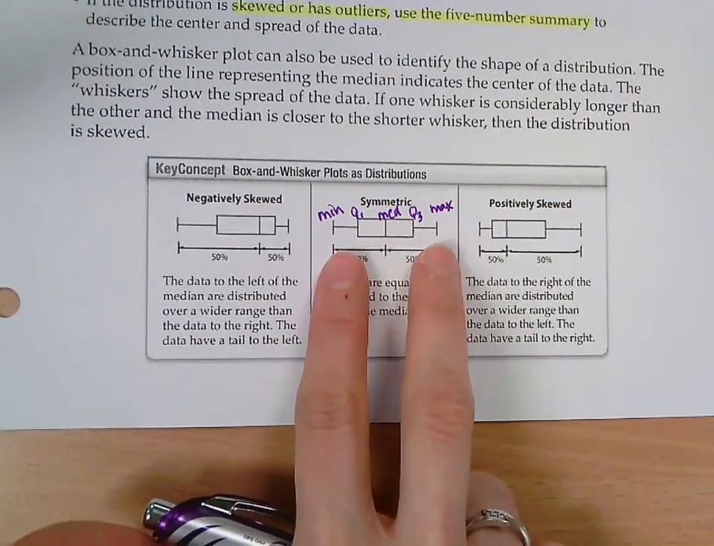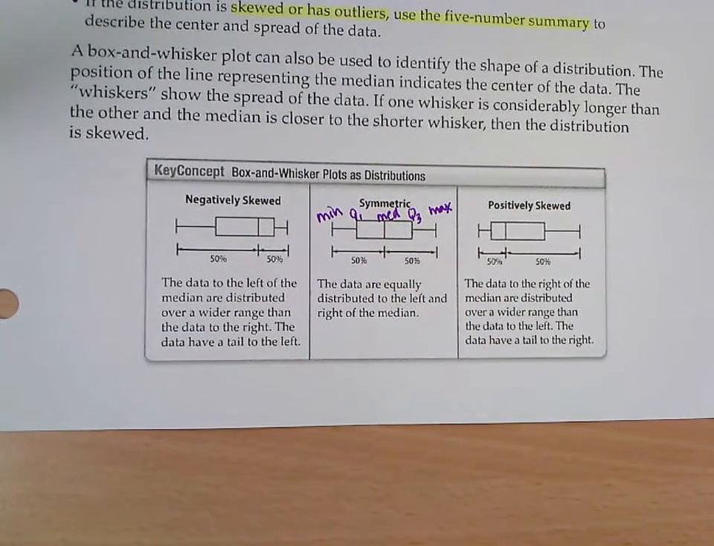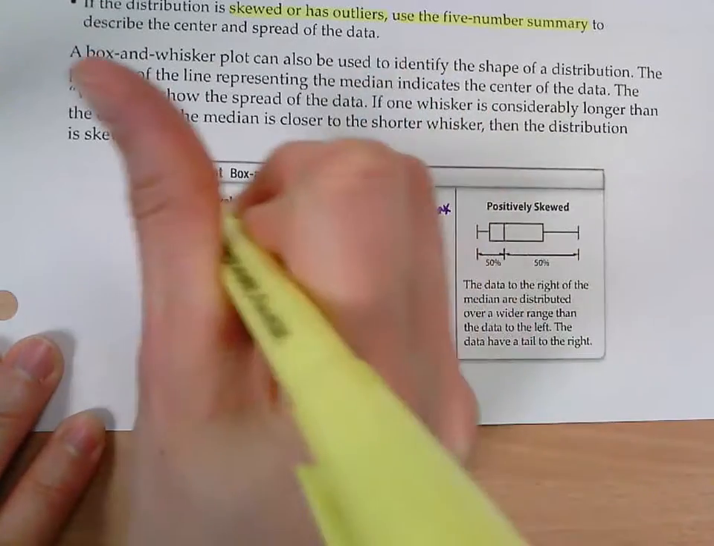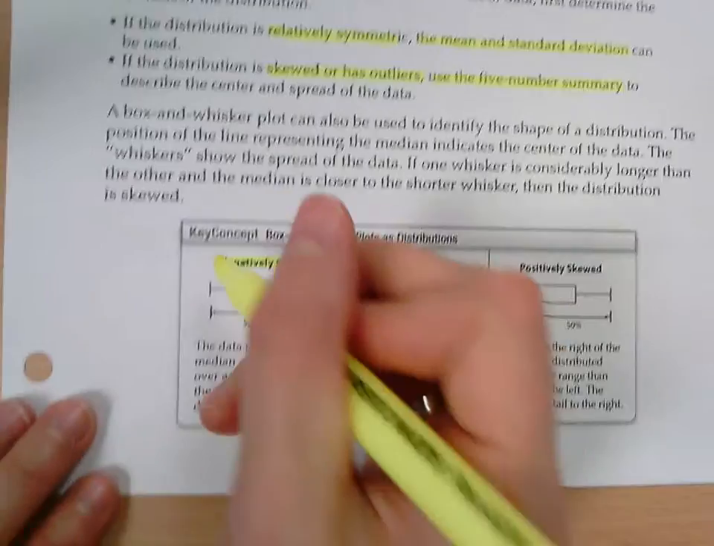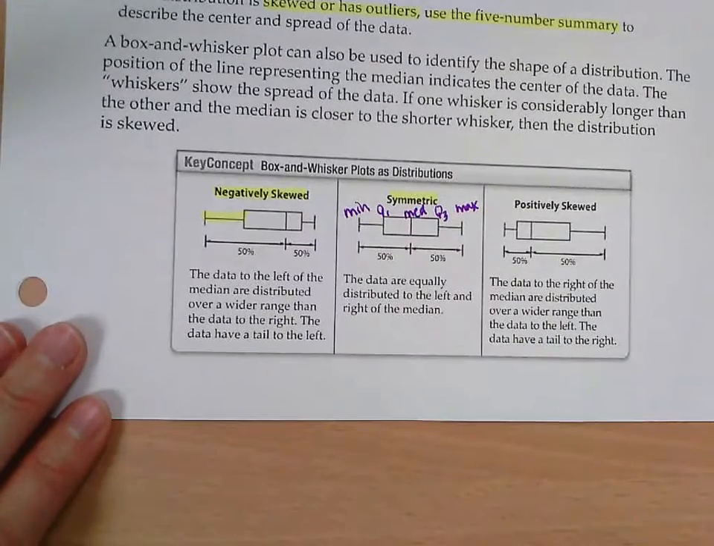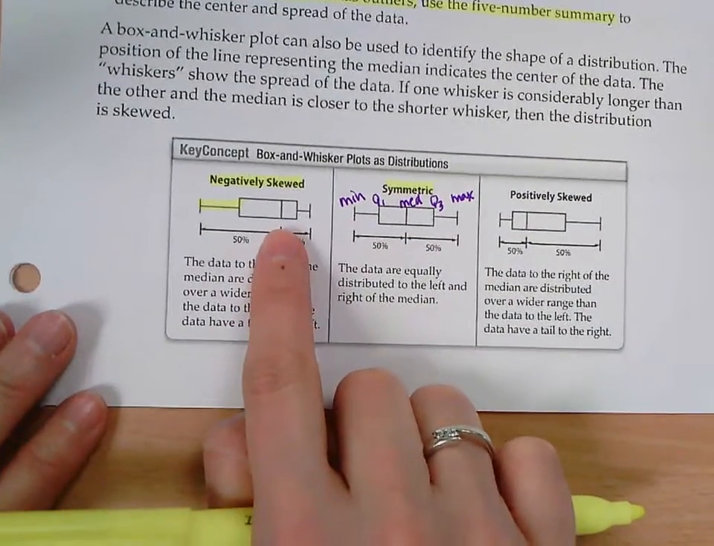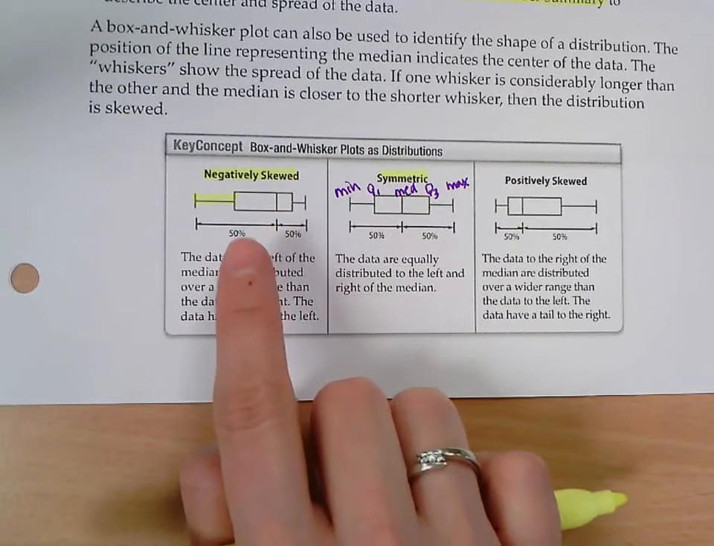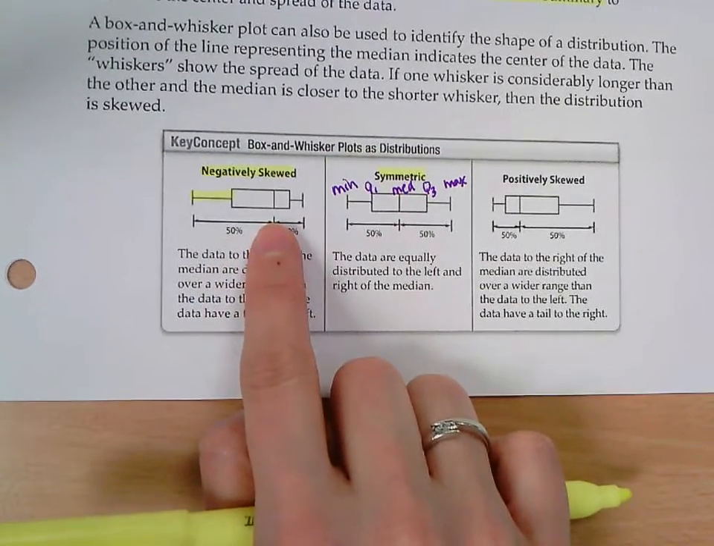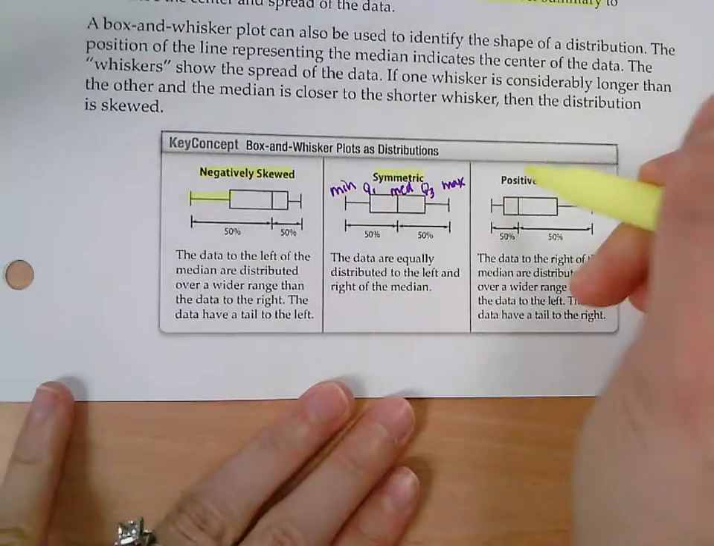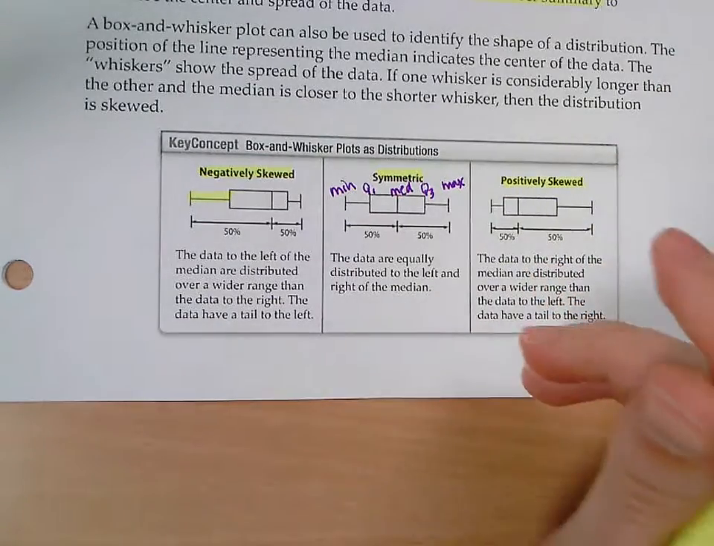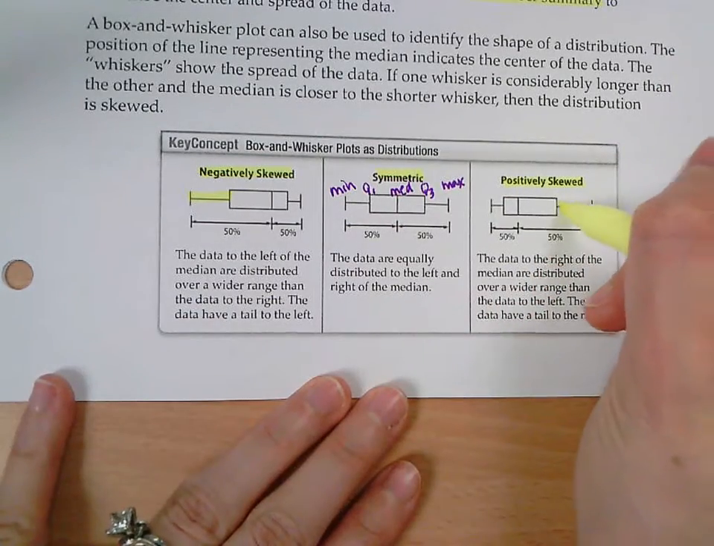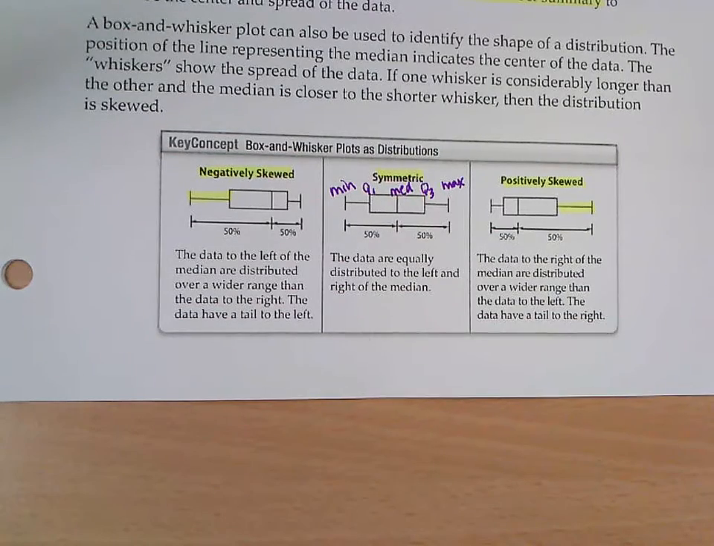So if they're approximately the same length, it's symmetric. And then if it's skewed, if it's negatively skewed, just like we had a tail to the left up here, your left whisker is longer, and then the median is always pulled away from that. So the median is still closer to the smaller whisker. If it's positively skewed, just like we had a right tail, you would have a right whisker that's longer, and the median would be closer to the left side.